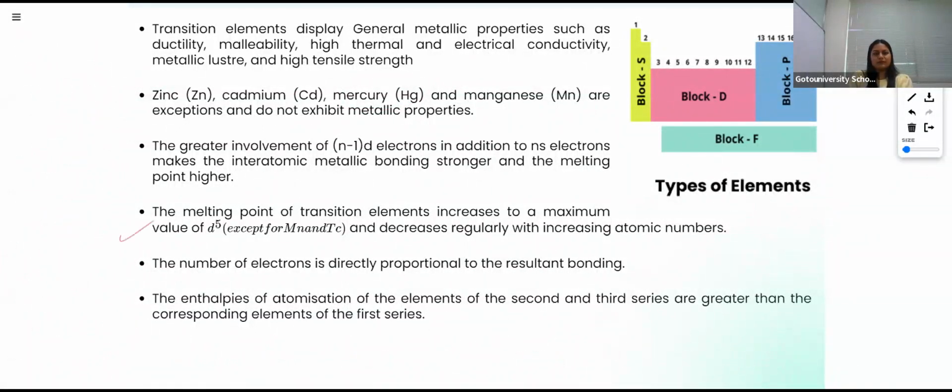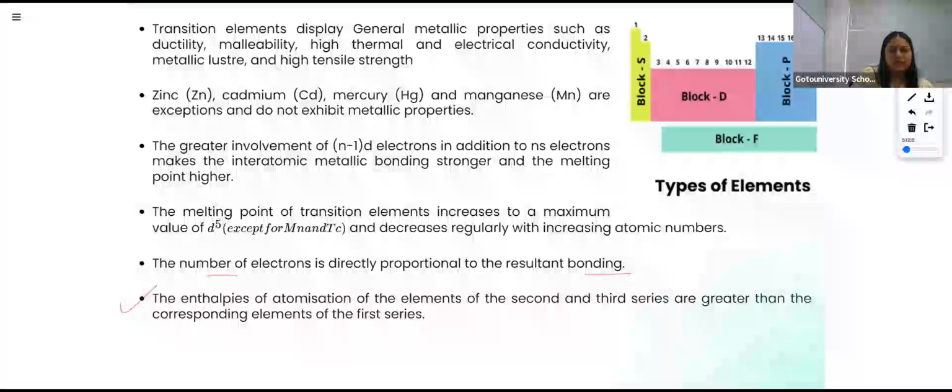Understood? Now, the next property is the number of electrons. It is directly proportional to the resultant bonding that we have already discussed, right? The paramagnetic character is also directly proportional to the number of electrons that are bonding, right? It is the number of electrons which represent the bonding.